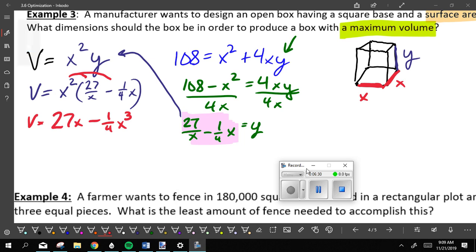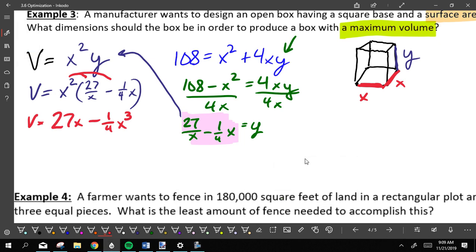Here we go. We've got our volume equation. We're trying to find maximums and minimums. So if I want to do that, Logan, what am I going to do next? I've got volume. I'm trying to find max and mins. Find the derivative. So v prime. What's the derivative of 27x? 27 minus 3/4 x squared. That's his derivative. He's taking it equal to 0 and solving.